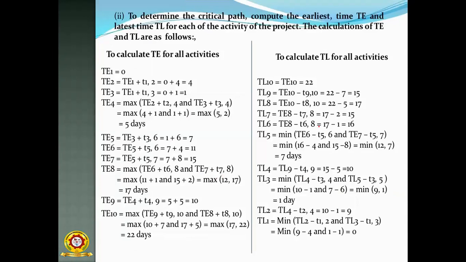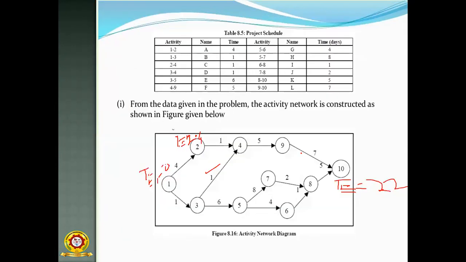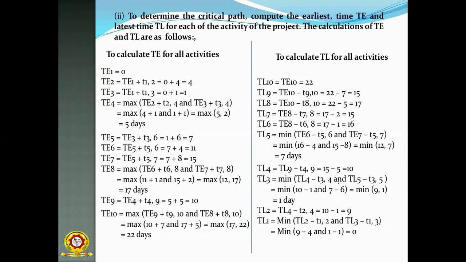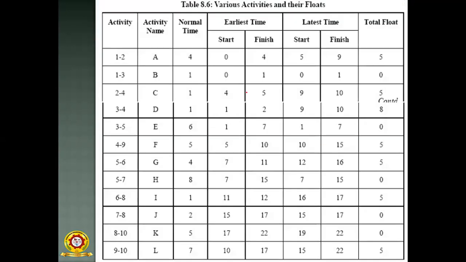I already explained that. Take the example of TL7. You have to post all the values, then only you are able to understand. Then you have to try your own diagram, then only it is easy. This is the calculation of TE by forward passing and calculation of TL by backward passing. Just remember this, that is very important.